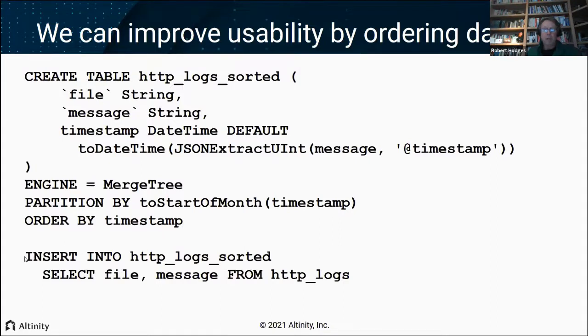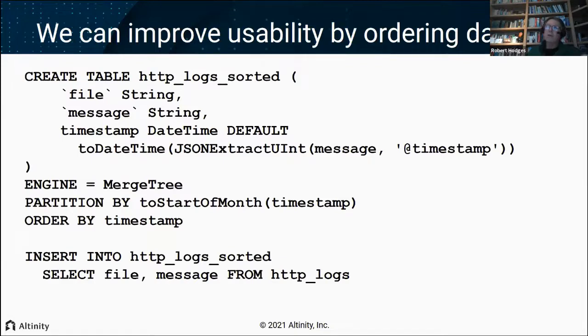I have my staging table, if you will, and now all I have to do is pull from that staging table. So I'm going to insert into this new table, and I'm just going to select the file and message values out of HTTP logs. And when they load, they will automatically adopt this new format, and now I'll have the table properly ordered.